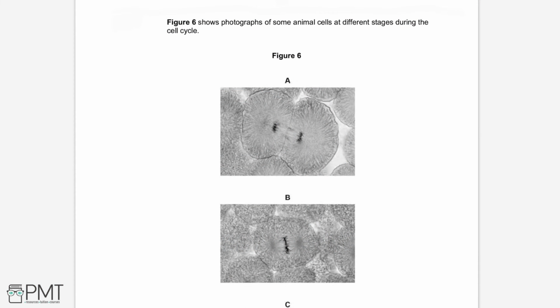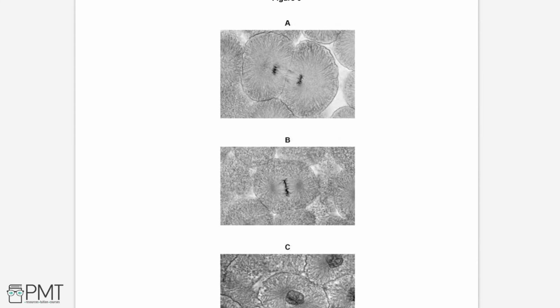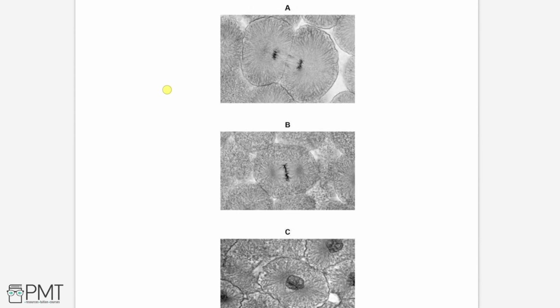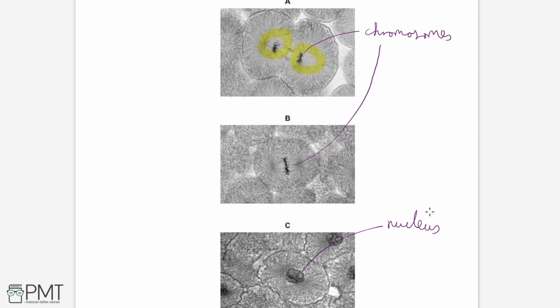Figure 6 shows photographs of some animal cells at different stages during the cell cycle. Let's have a look at figure 6. Well, in A, the black lines that we can see in the middle of the cell are the chromosomes, and they are also visible here in B. In C, however, no chromosomes are visible, but the large central organelle that appears darker here is the nucleus.